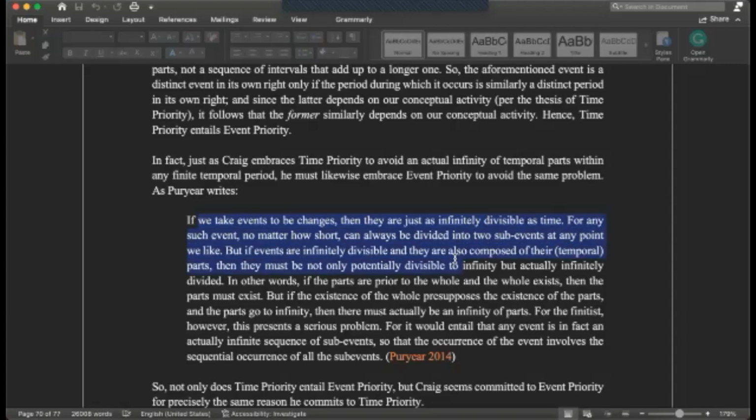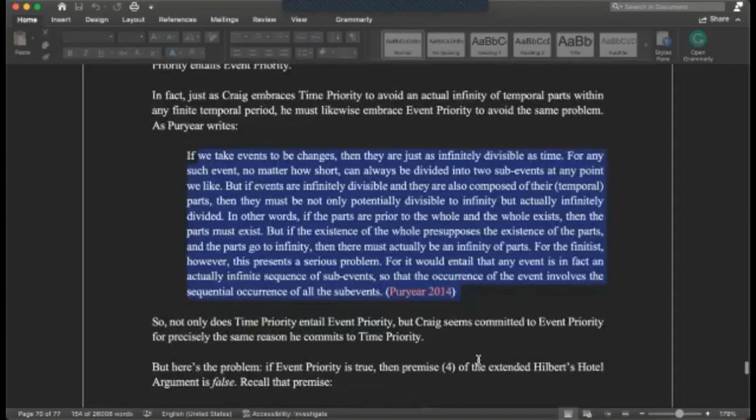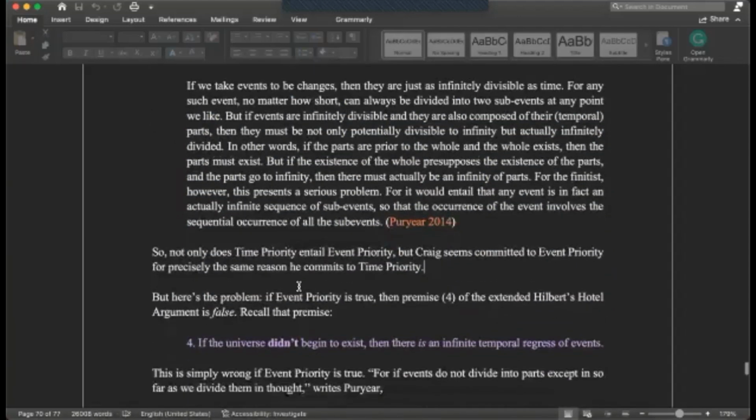For the finitist, however, this presents a serious problem, for it would entail that any event is in fact an actually infinite sequence of sub-events, so that the occurrence of the event involves the sequential occurrence of all the sub-events. So, not only does time priority entail event priority, but Craig seems committed to event priority for precisely the same reason he commits to time priority. But here's the problem, right?